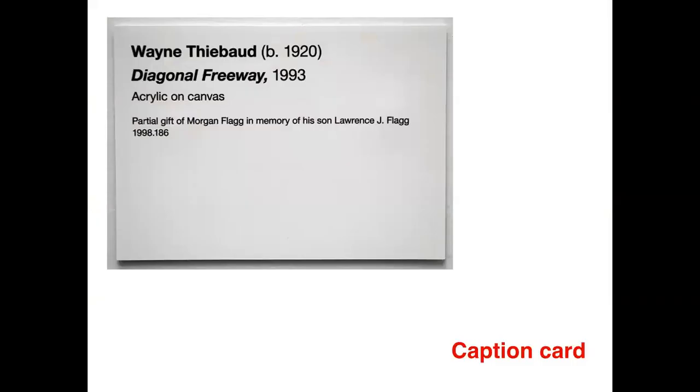We can always find the information about the work by the caption card next to the artwork. They always give you the name of the artist, the title, the year, and also the medium. All this information is very important, because, as I told you before, you can search for more information about the artist: his or her age, nationality, background, and art practice, and then compare the artist with the artwork. And also the title of the work will give you a lot of information.